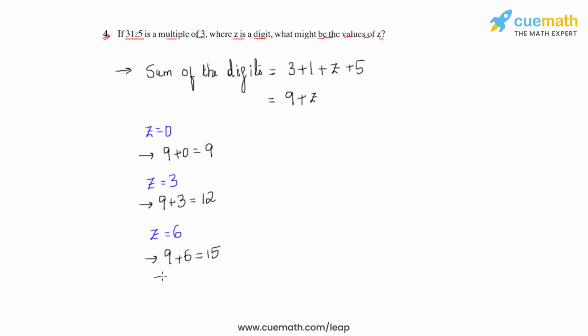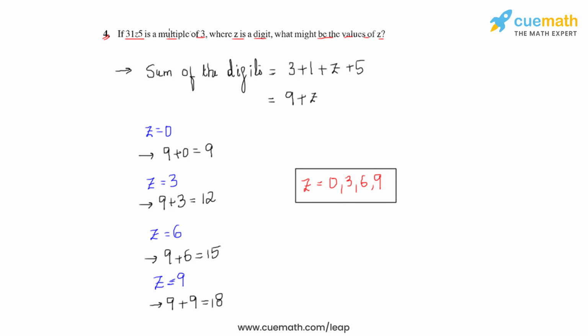The next value of z would be 9, because of which the sum would result in 9 plus 9 equals 18. Now since it's given in the question that z is a single digit, we cannot assume any further values of z. So to answer this question, the different values of z which are possible are 0, 3, 6 and 9. So these are the different steps through which we can find these values of z. This is how we are going to answer the fourth question of this exercise.